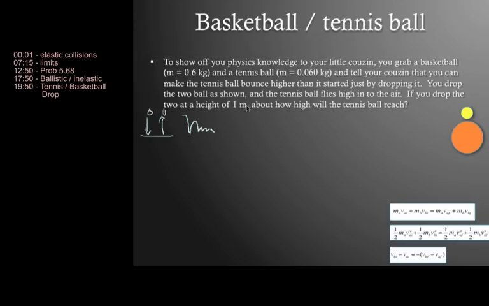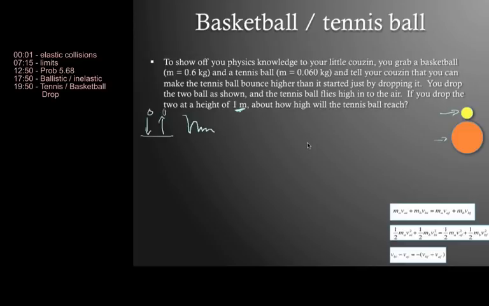So just by dropping that tennis ball, it's going to bounce up really high. And the way that you do this is you drop the two of them together, the tennis ball and the basketball, like shown, with the tennis ball on top and the basketball on the bottom. And you drop them together at the same time from a height of 1 meter. How high up will this tennis ball fly?